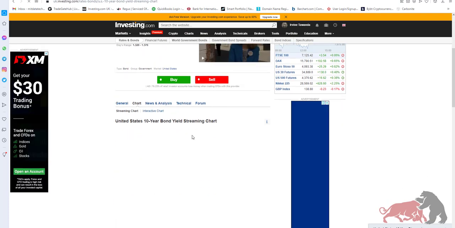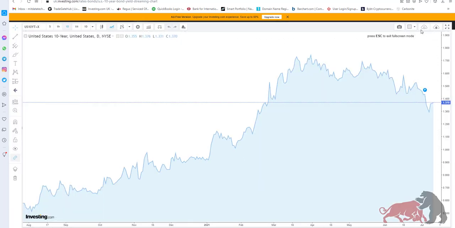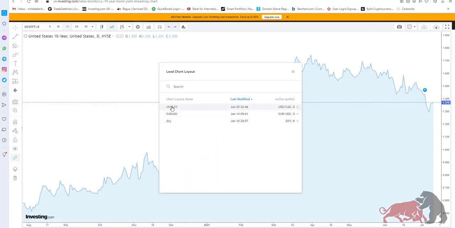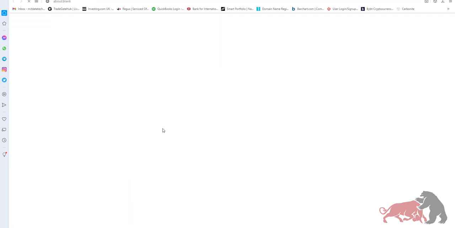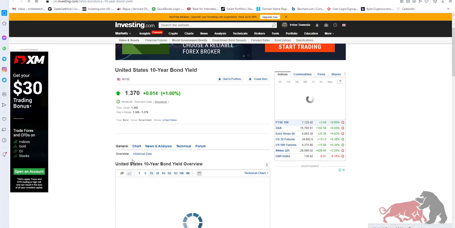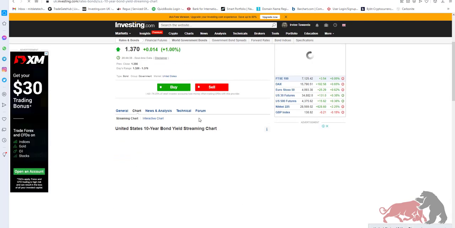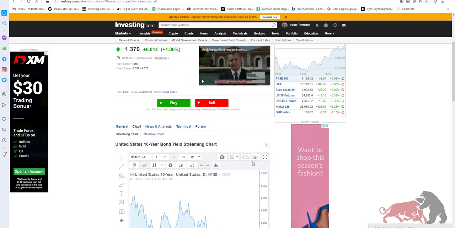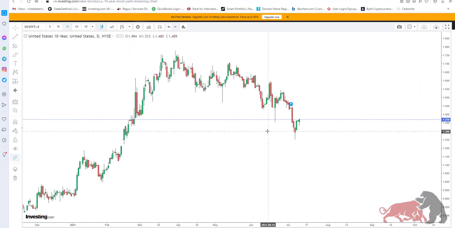Now, why the yields, right? The yields are very important in the way that we trade the dollar index. Like I said earlier on Friday, the more we see the US 10-year yields finding support and rallying to the upside, we are going to see quite a strong dollar. And that is exactly what's happening.